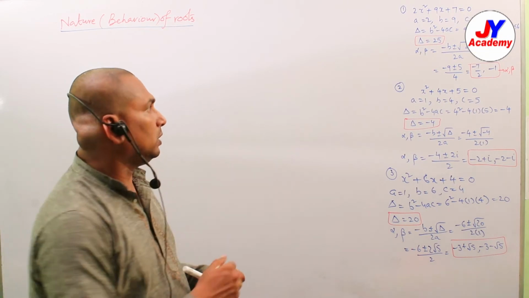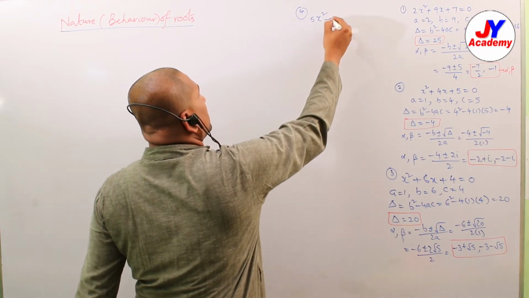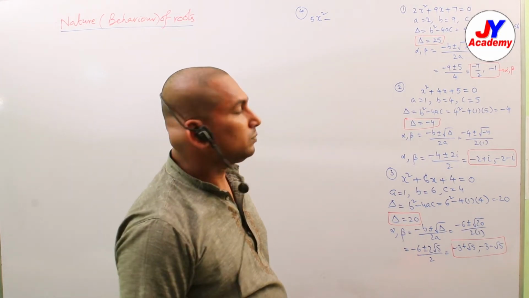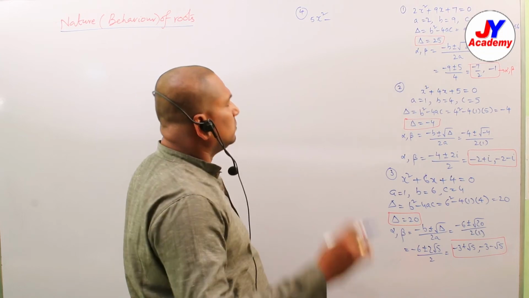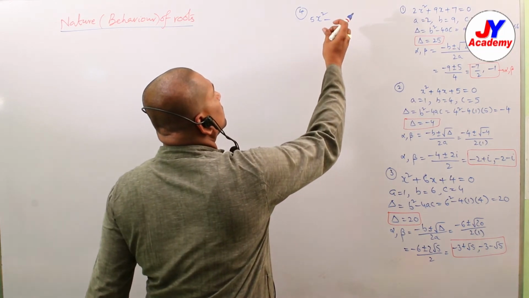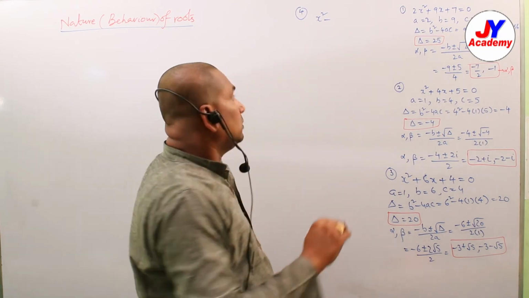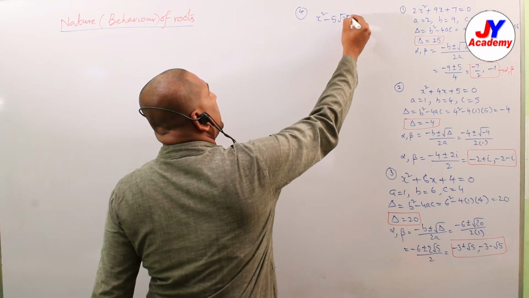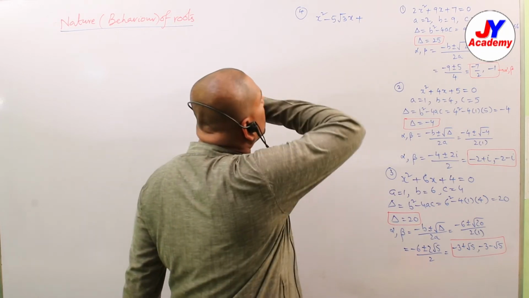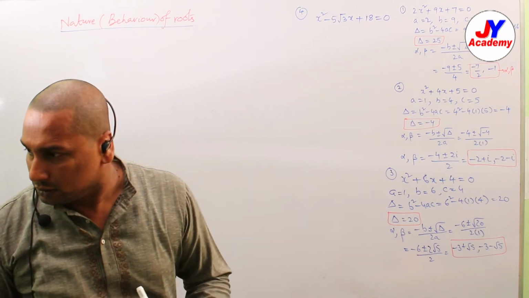Okay, Nandi? Now fourth one, 5x square minus 5 root 3 x plus 18 equal to 0.